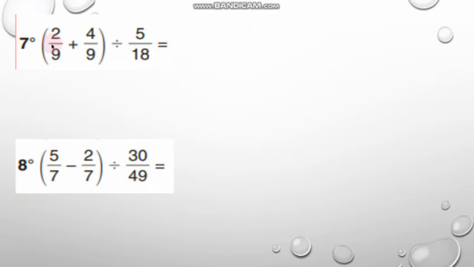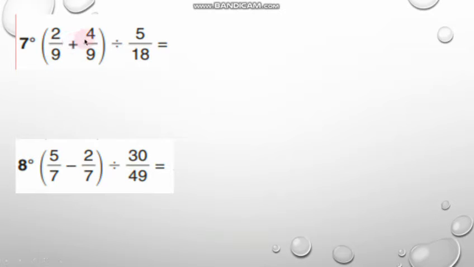Now look what I have. I have a parenthesis. When I have parenthesis, I should do the parenthesis first, then I complete the equation. Let's see. I have 2 over 9 plus 4 over 9 in the parenthesis divided by 5 over 18. So I'm going to start with the parenthesis.